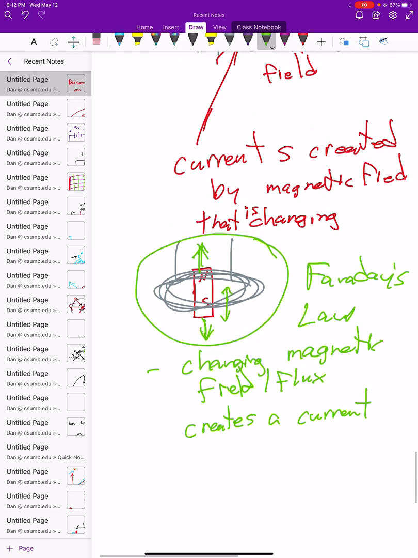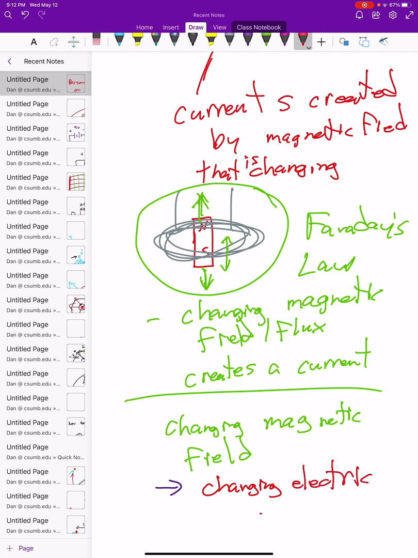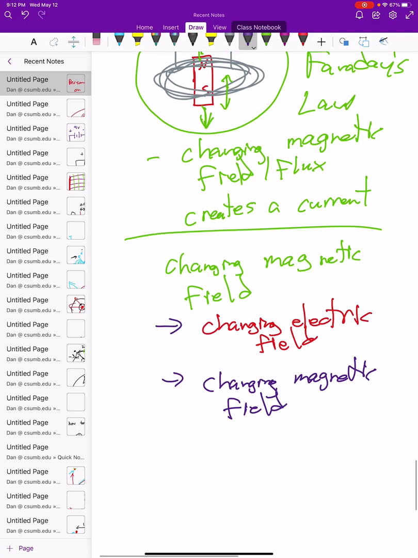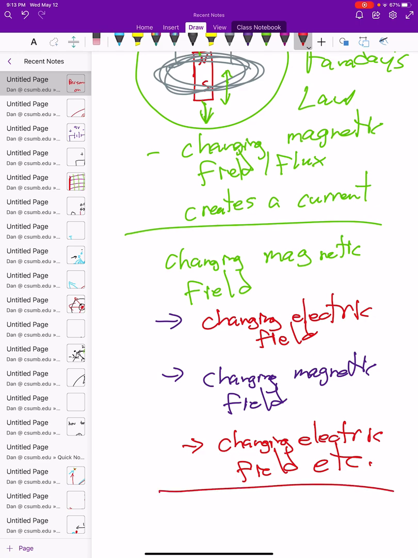And that changing magnetic field, one of the last things I will mention in class, or did mention in class, is that a changing magnetic field creates a changing electric field, which in turn creates a changing magnetic field. Which in turn, I could keep going here, you're probably getting the idea, creates a changing electric field, etc. This keeps happening, and we have light.